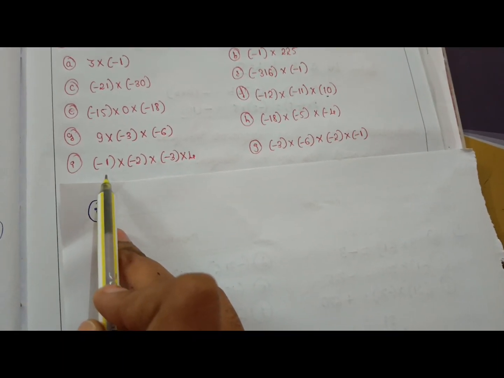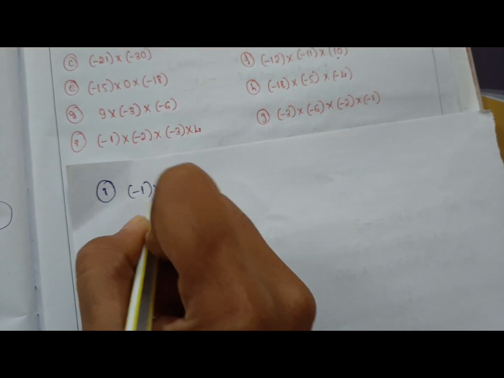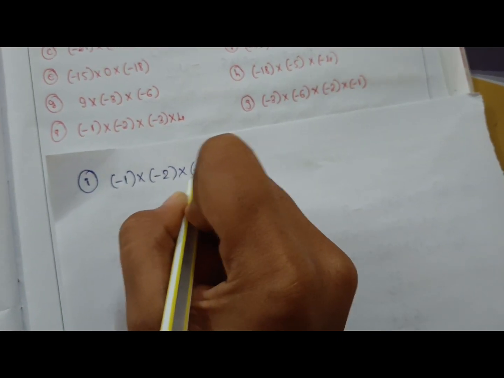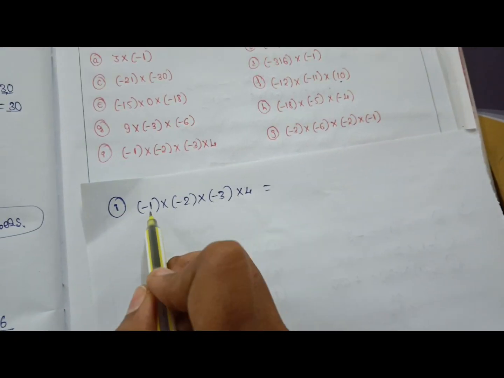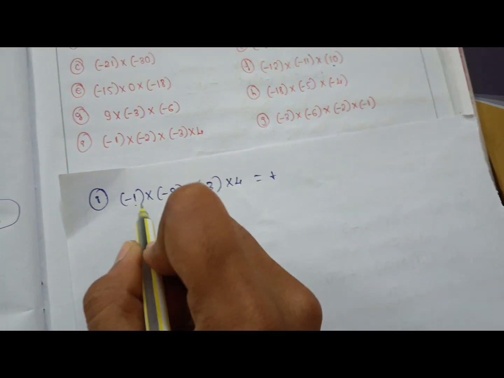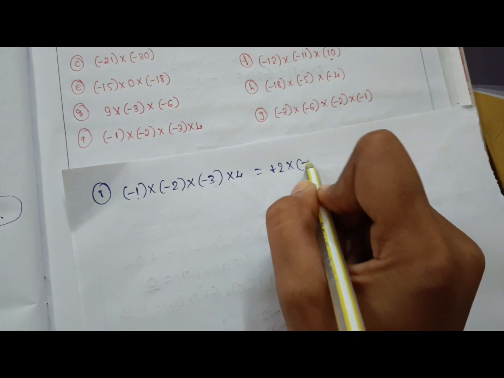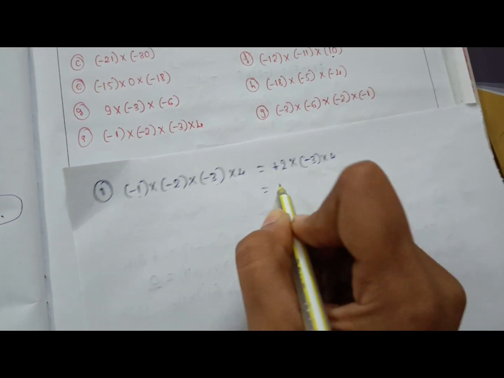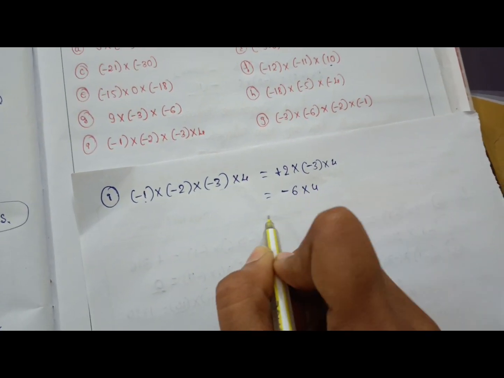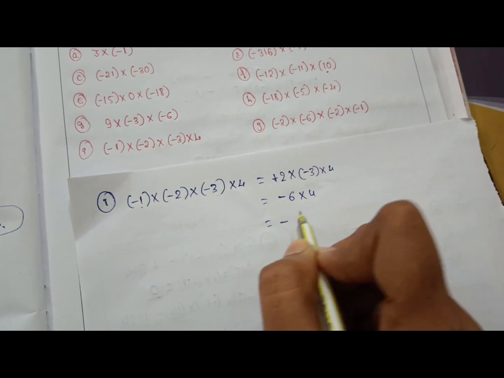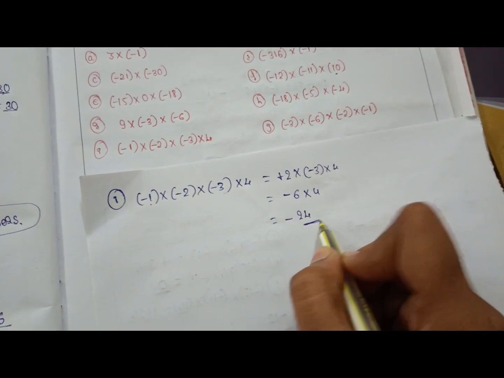Next question, minus 1 into minus 2 into minus 3 into 4. This is equal to minus into minus plus. 1 2 is 2. 2 into minus 3 into 4. Plus into minus is minus. 2 3 is 6. 6 into 4. Minus into plus is minus. 6 4 is 24. Minus 24 is the answer.